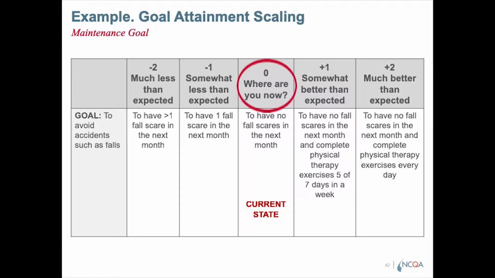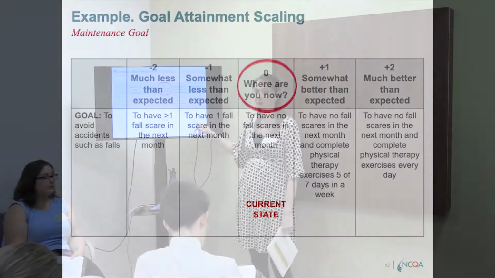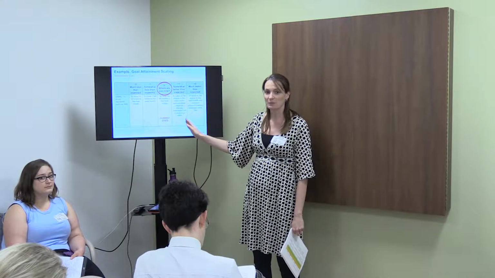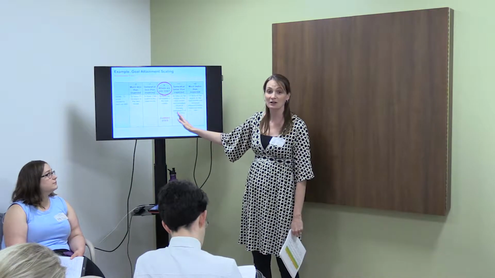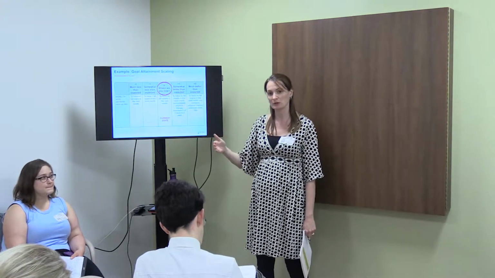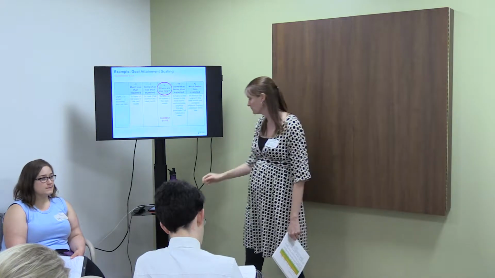This person put complete physical therapy 5 of 7 days in a week. That was in this box, and then this box was complete physical therapy every day. What happens if you do it 6 days? You fall in the middle. So that's where it's better to put 5 to 6 here, and 7 here, or 6 to 7 here, so that there's no gap in between them if you're doing numbers. Makes sense.